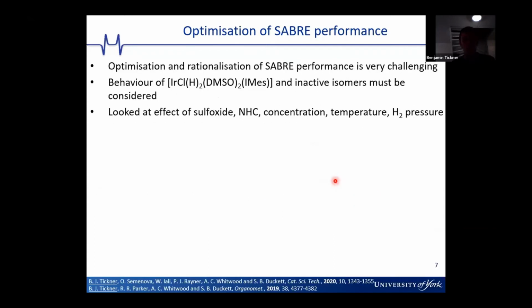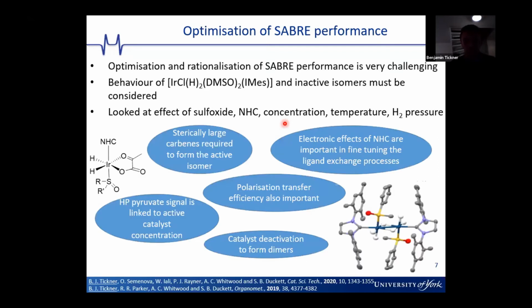But I just want to summarize a few take-home messages from our optimization studies. We have changed, in this case, the sulfoxide, the carbene concentrations, temperature, pressure to try and increase the SABRE signal gains we can get for pyruvate. And a few points I just want to share with you. The first is that generally we find that sterically large carbenes are required for you to form this active isomer here. And then you can use the electronic effects of your carbene to fine-tune the ligand exchange processes.